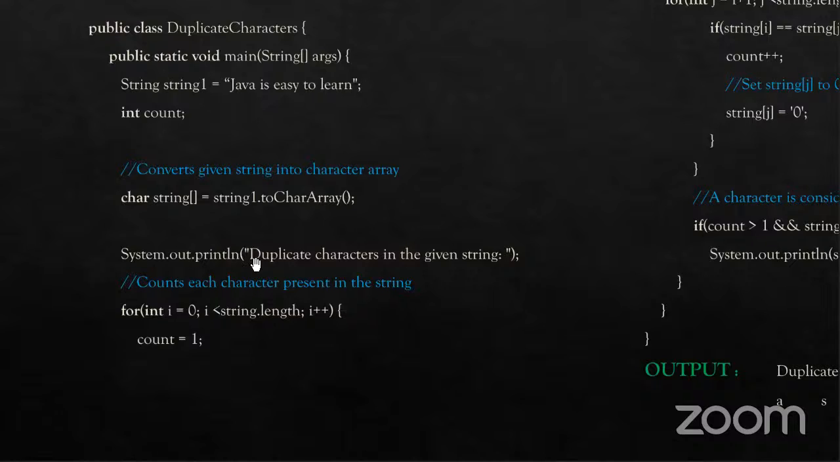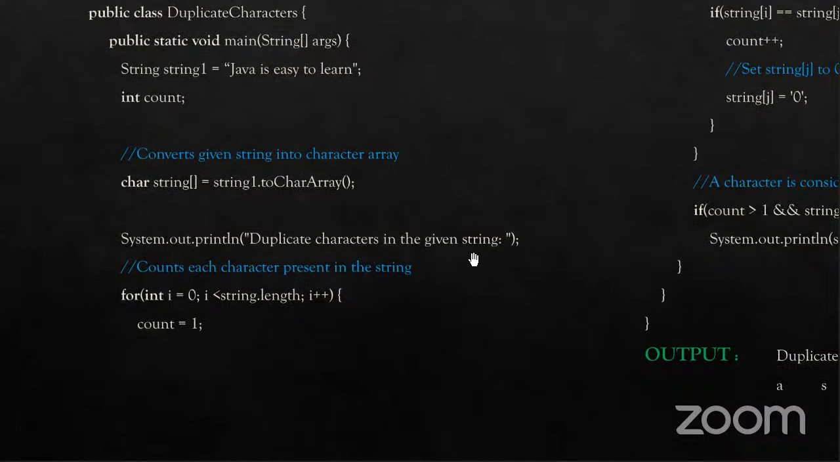Then System.out.println prints "duplicate characters in the given string". We need to count each character present in the string, right? So for that I initialize a for loop with int i equal to 0, i less than string.length.